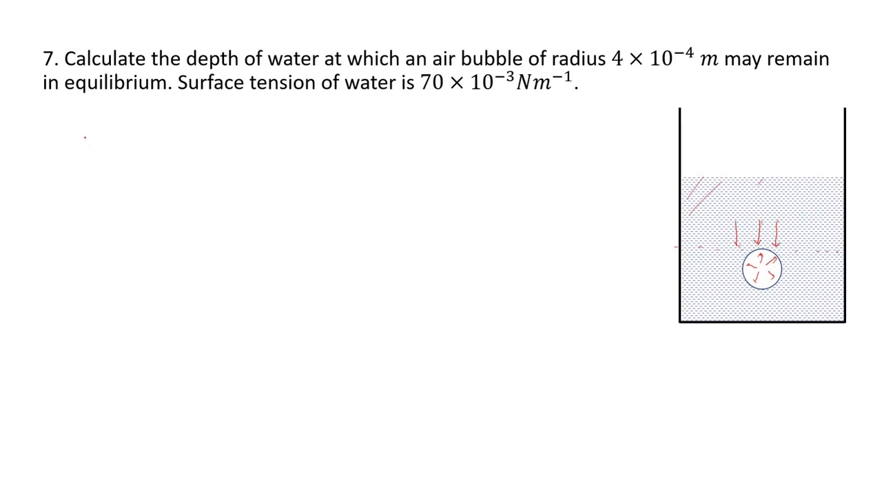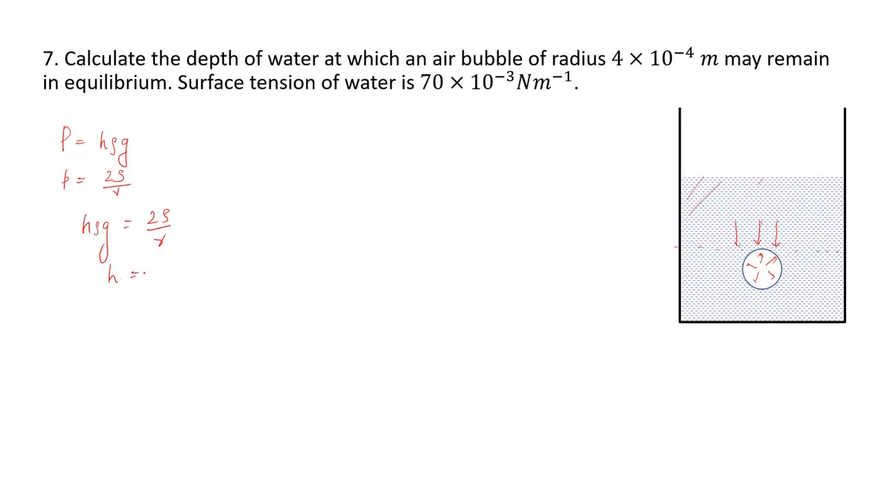We know that the pressure exerted by a water column of height h and density rho is given by h rho g. And the excess pressure inside an air bubble in a liquid is given by 2s by r. So, these two pressures are equal, that is h rho g should be equal to 2s by r, so that the air bubble is in equilibrium.